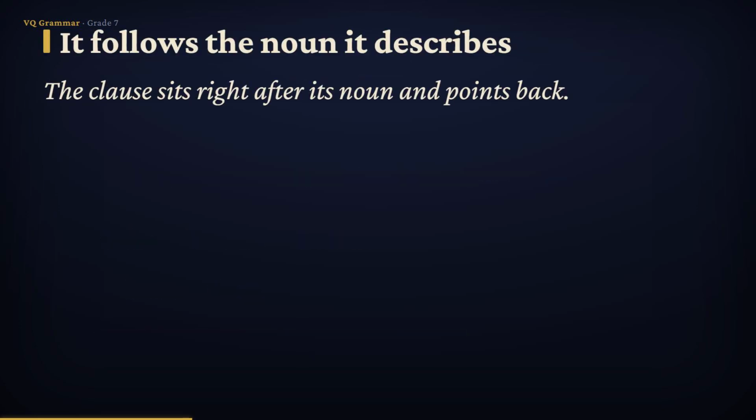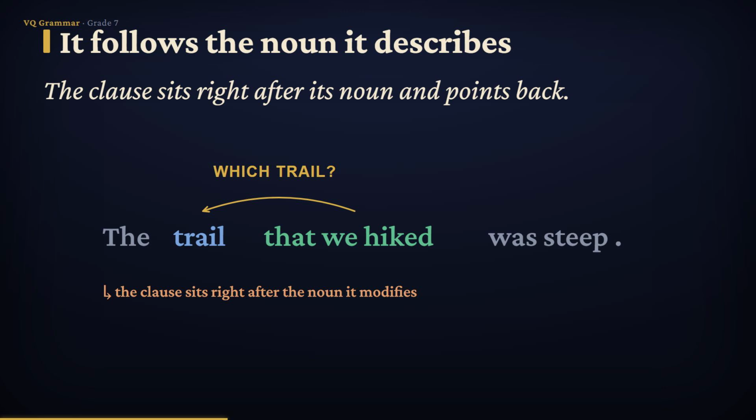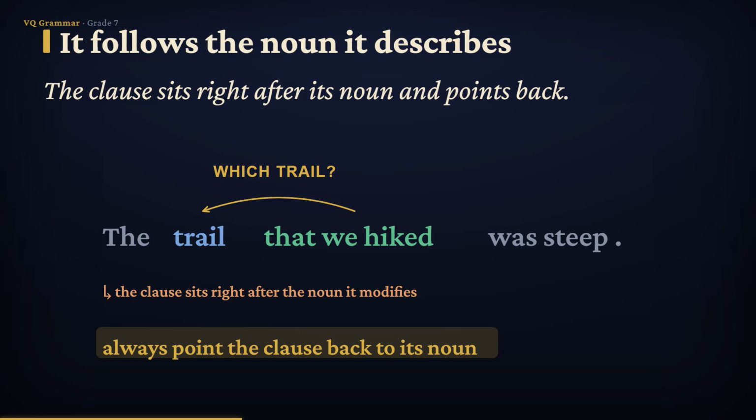Now, where does an adjective clause sit in a sentence? It follows the noun it describes, tucking in right after it. Listen. The trail that we hiked was steep. The clause "that we hiked" comes right after the noun trail, and it points back to the trail, telling us exactly which trail. The clause sits right after the noun it modifies, like an arrow you could draw from the clause back to its noun. So always point the clause back to its noun.